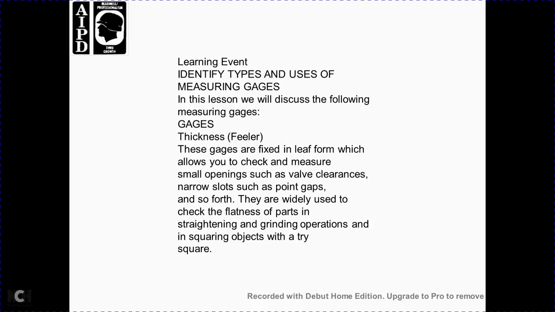Alright, lesson 4, measuring gauges. Identify the types of use for the measuring gauge. In this lesson, we'll discuss the following measuring gauges: the thickness feeler gauge, the gauge with the fixed leaf, the valve with the check of the measurement, small openings for the valve clearance, the narrow slots such as points gaps and so forth, widely used for the change, check flatness for the parts, and the straightening with the grinding operation, square object for the square.